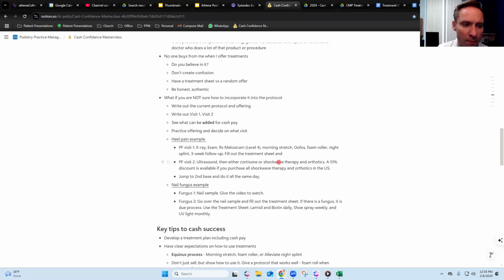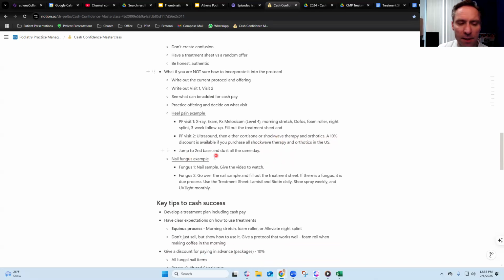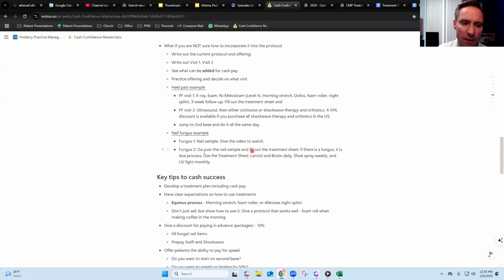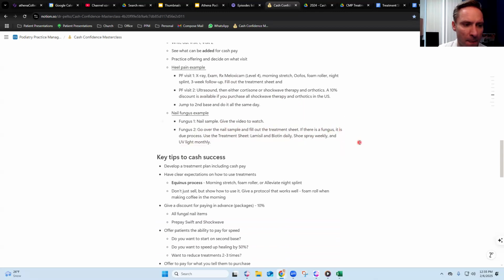Same thing with shockwave. Sometimes I jump to the second visit and do it all the same day. Those tend to be patients that are second opinions, or patients that have been treated in the past or that I've seen in the past and they haven't gotten better and they're back again. So I might skip and jump to the second visit. With nail fungus, for example, go watch the video, get the nail sample, and then at the next visit, I fill out the treatment sheet and show them how they're going to use all those things. I've kind of explained that to you.